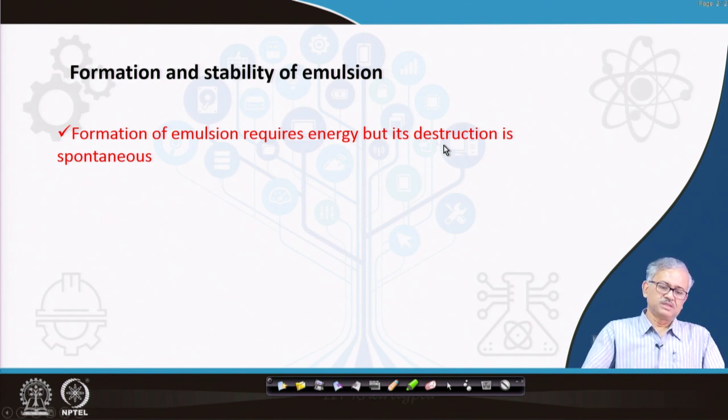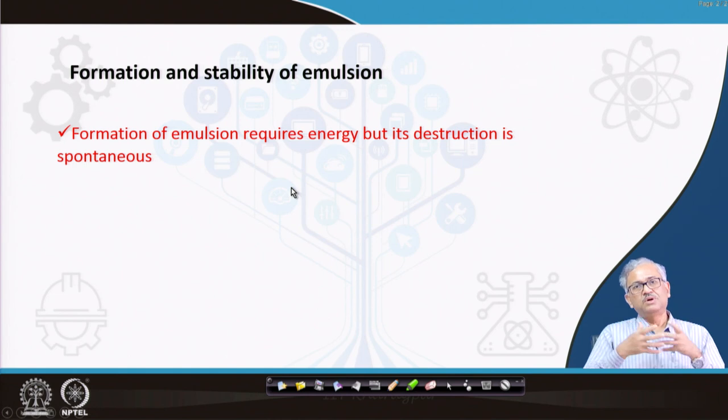So the destruction of emulsion is a very spontaneous process because it is a high energy system. Always it will try to reduce its energy to come to the ground state. As a result, destruction is very spontaneous. But formation of emulsion requires energy. Now see how we can sustain the emulsion. That is very important. You have generated the emulsion because the oxygen jet is pumping energy. You are creating new surface, new droplets, and then you are forming the emulsion.